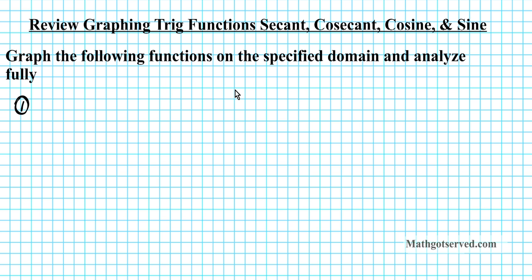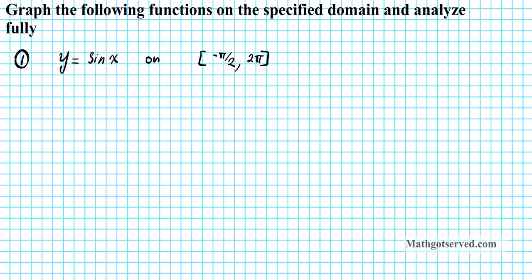So for number one, we have y equals sine x, and we're going to graph it on the domain negative pi over 2 all the way to 2 pi. Okay? Alright, let's go ahead and set up our coordinate system through our x and our y-axis. So we have our y-axis and then our x-axis.